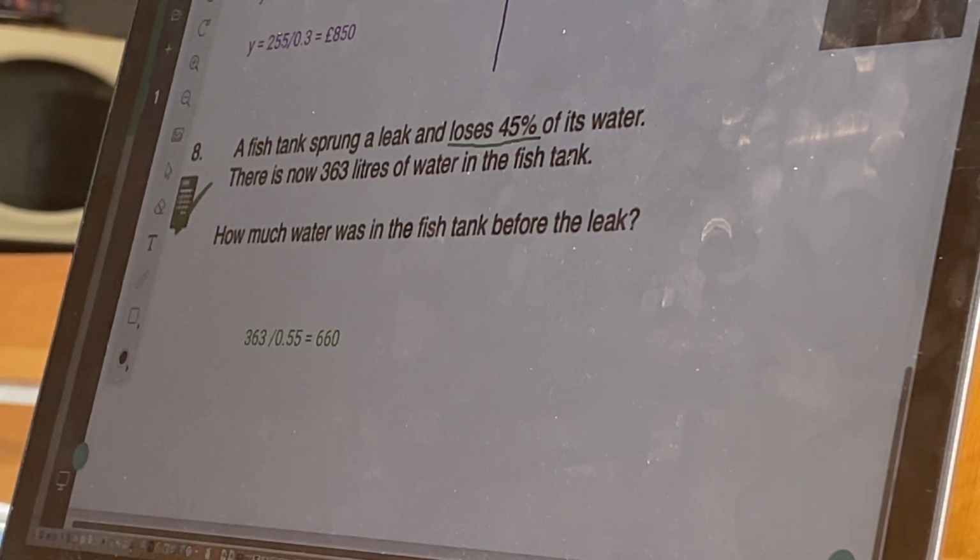So the next question. Scroll down. Let's have a look for another question, preferably one that you've not done. Do you want another one in this style, or do you want just a general percentage question? General percentage question. Okay, sounds good to me.